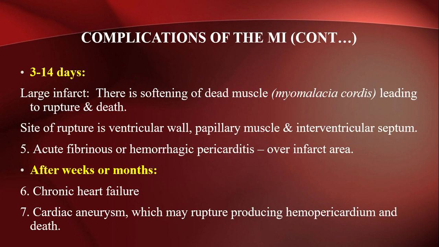In 3 to 14 days, in large infarcts, there is softening of dead muscle, myomalacia cordis, leading to rupture and death. Sites of rupture are the ventricular wall, papillary muscle and interventricular septum. Acute fibrinous or hemorrhagic pericarditis develops over the infarct area. After weeks or months, chronic heart failure and cardiac aneurysm develop, which may rupture, producing hemopericardium and death.